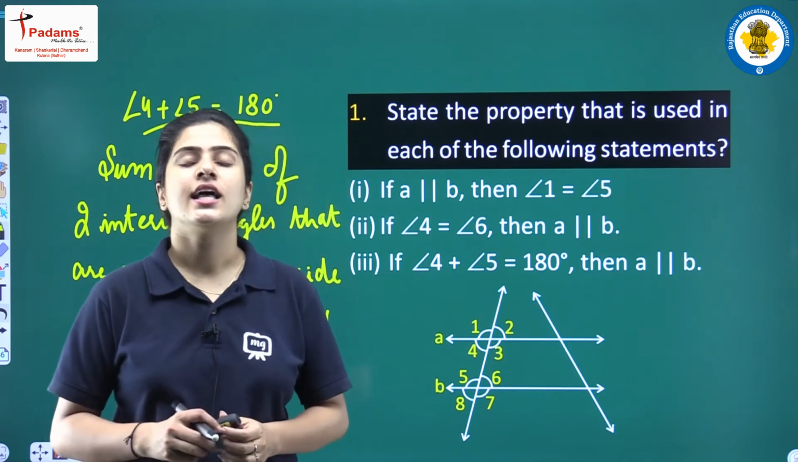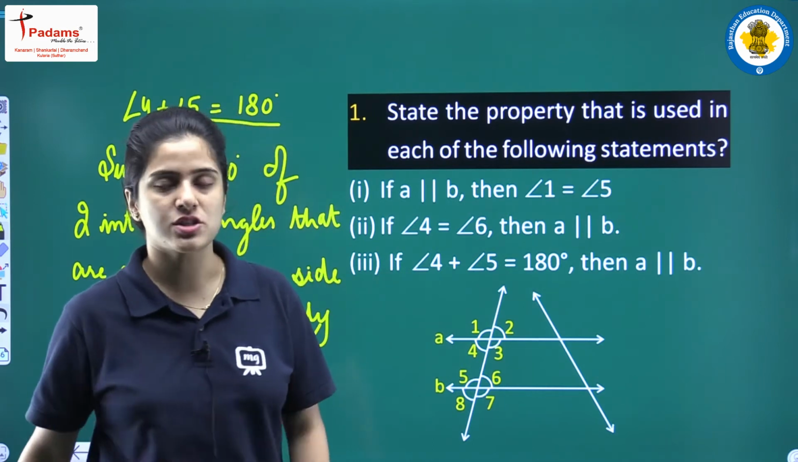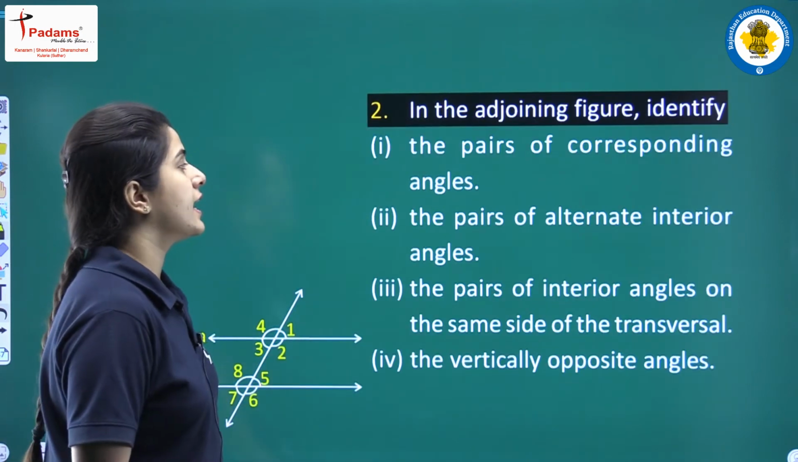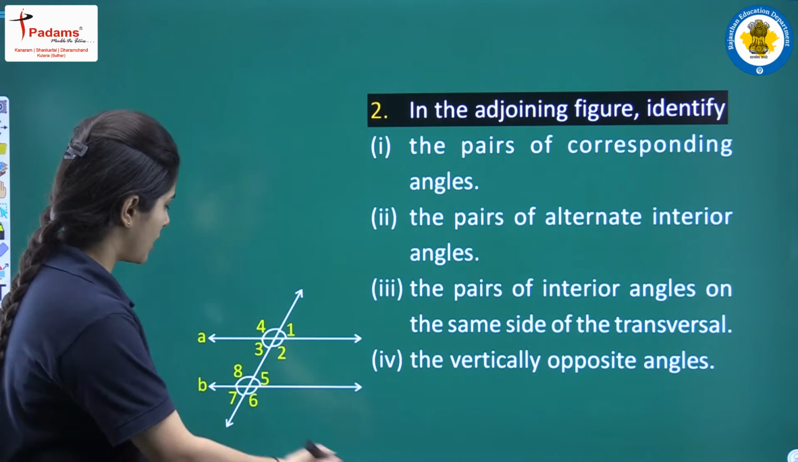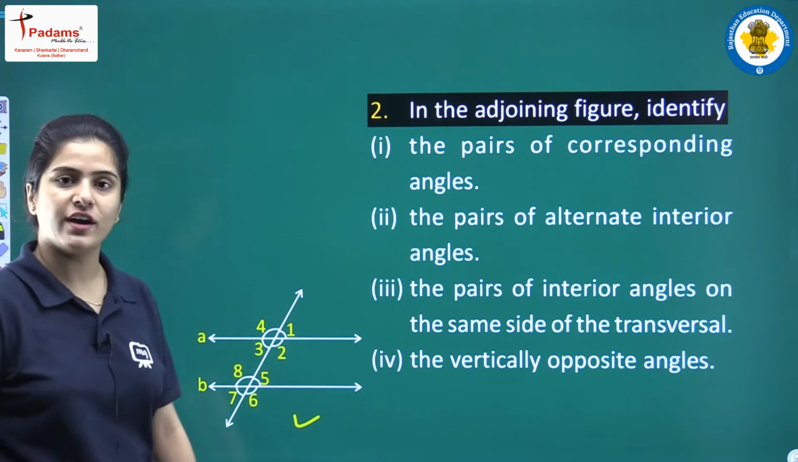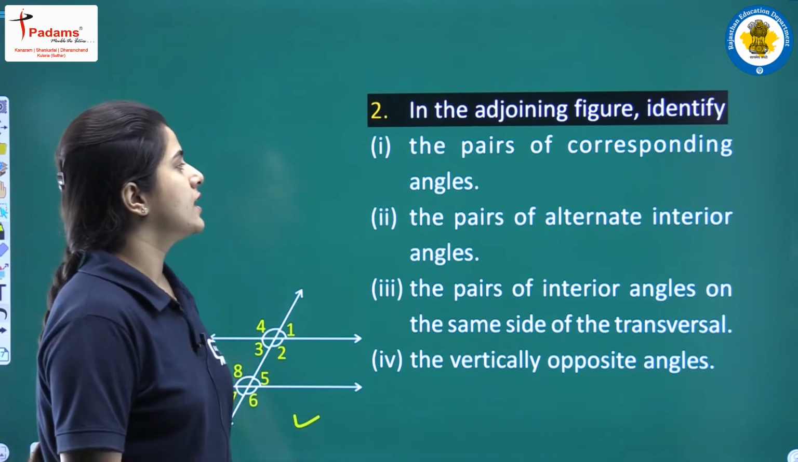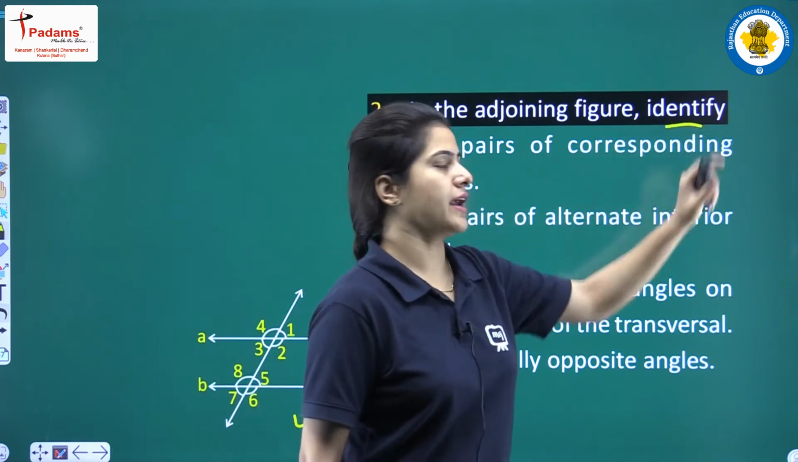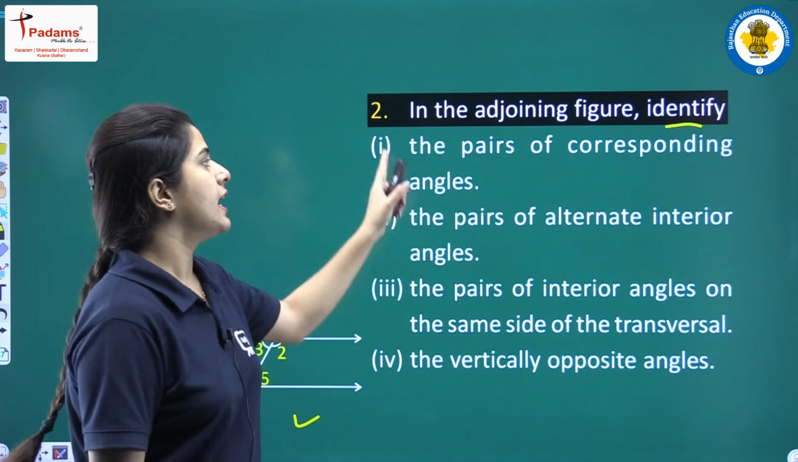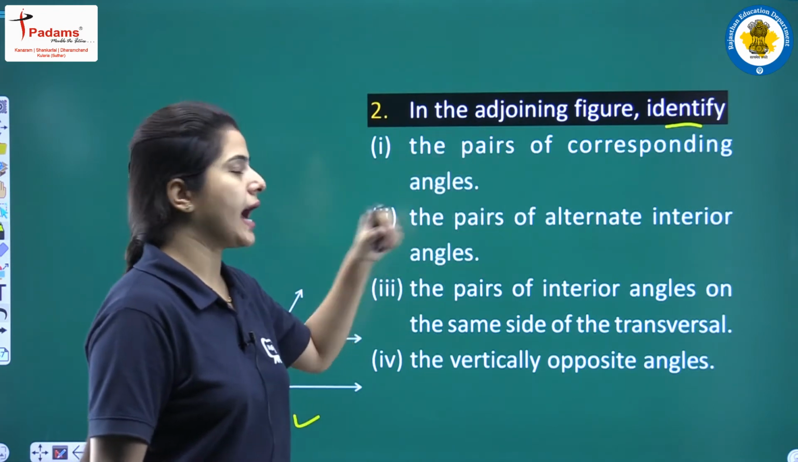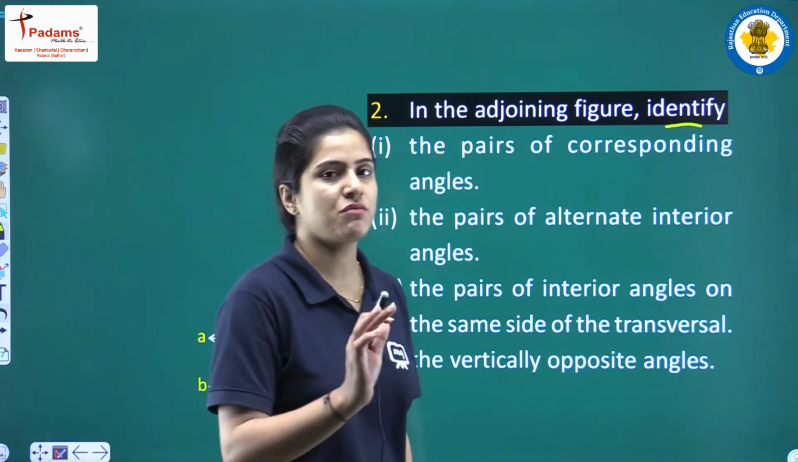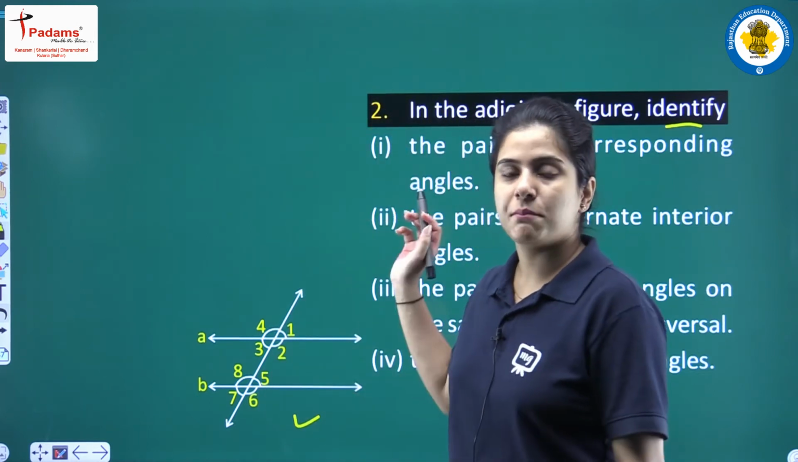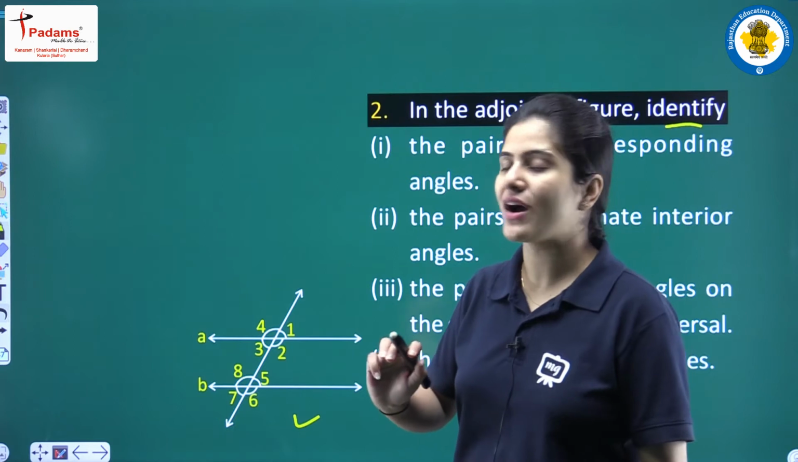Okay students, now we'll be looking at the second question. What is the second question given to you? The second question is, in the adjoining figure, the adjoining figure is this students, the pair of corresponding angles you have to identify. So we'll be doing this question one by one. Okay students, this is our first part. Pair of corresponding angles we have to find out, right?